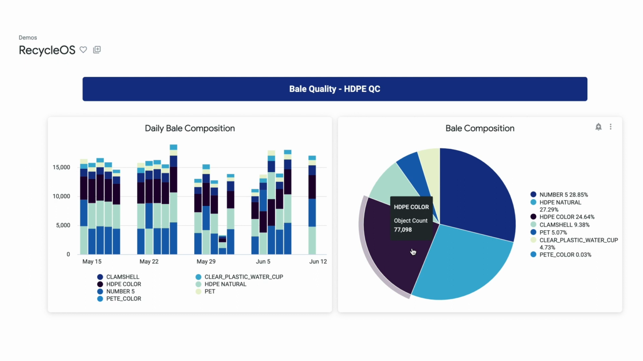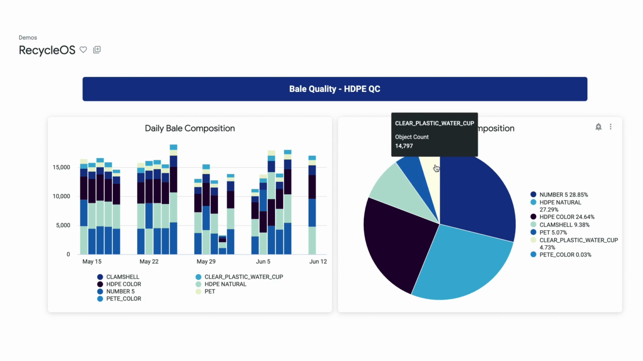Now, we might expect that the optical sorter is sorting a high amount of HDPE, but we can see that it's actually got a bit of contamination here with polypropylene, number 5, as well as with some clamshell and PET bottles. So right away, we already have a good idea of what our bale quality is here. It's slightly over 50% with these two HDPE. We can look at it over any time frame. This happens to be over the last 30 days.